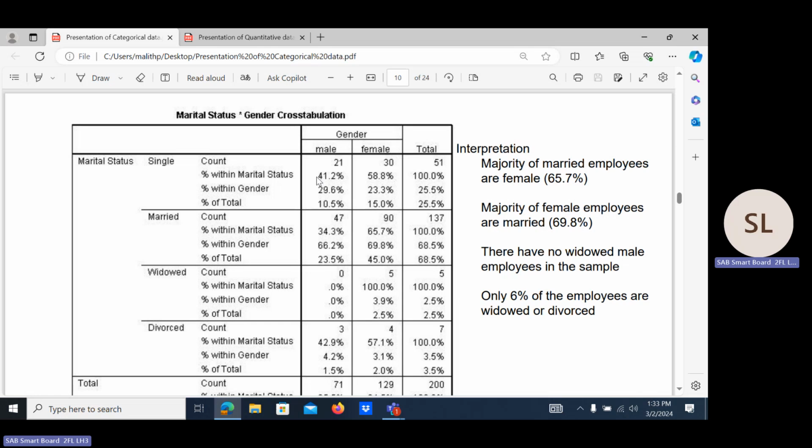Understood? How to interpret the 29.6%? This one gives within gender. 29.6% of the male respondents are single. Understood? Then 10.5% means what? It gives the total. 10.1. How to get it?